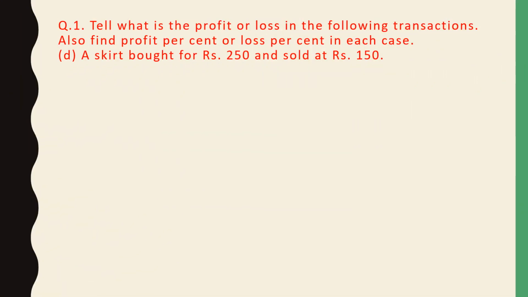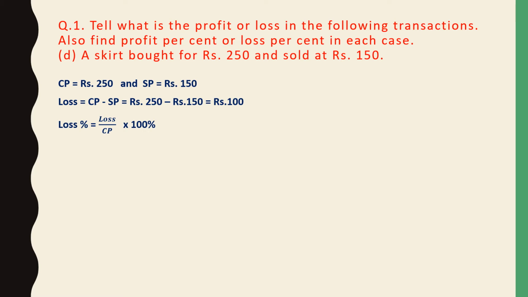Question number D. A skirt bought for rupees 250 and sold at rupees 150. CP is rupees 250, SP is rupees 150. SP is smaller than CP. It means we have loss. Loss is equal to CP minus SP. That is rupees 100. Loss percent is equal to loss by CP into 100%.